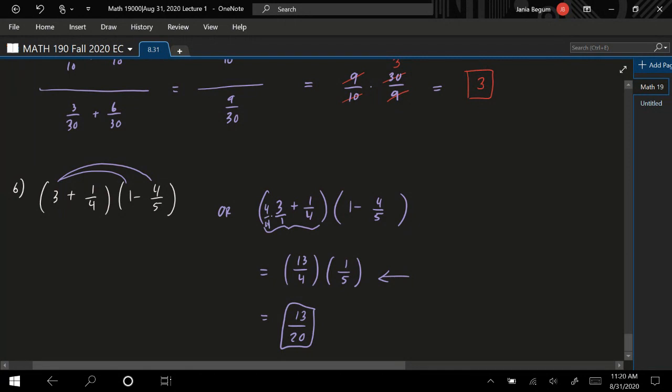And then you do the same thing for 1 and 4/5. You give them an LCD. So write 1 over 1, and the LCD will be 5. So that's 5 over 5. So then we have 5 minus 4, that's 1/4.